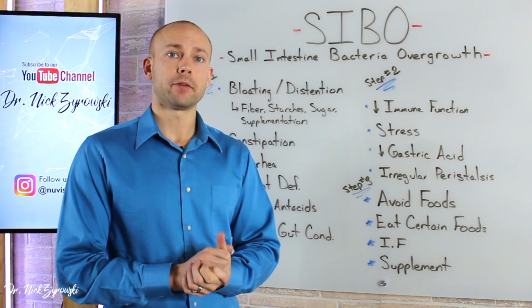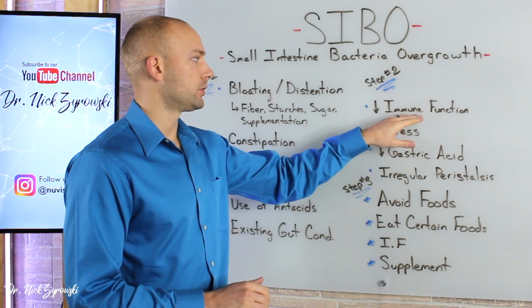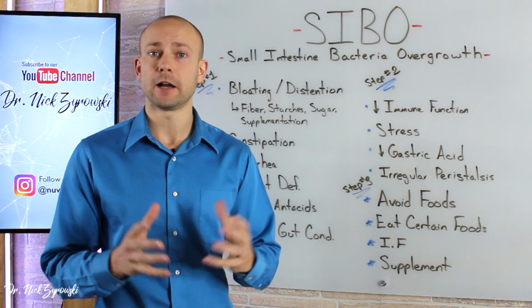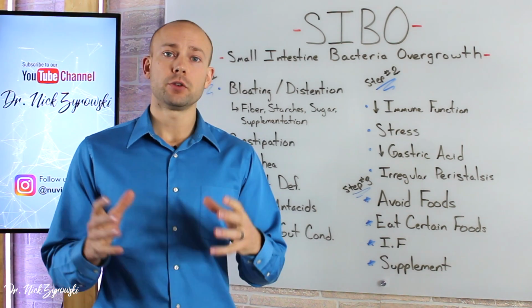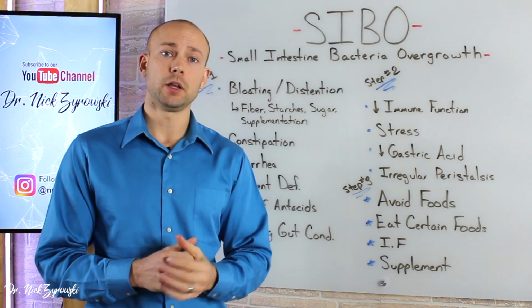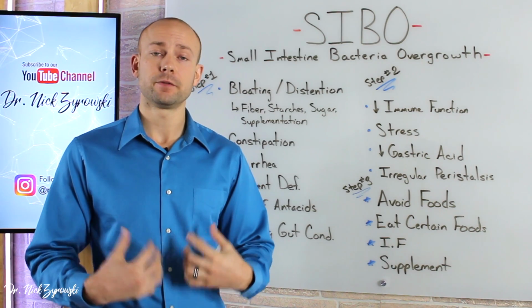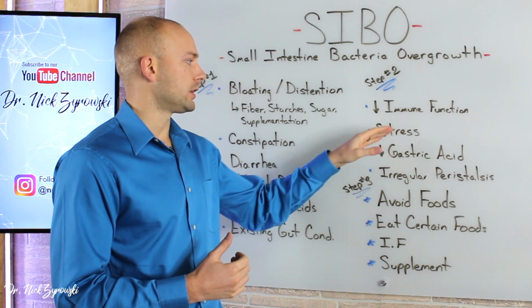Now, step 2 is looking at why it happens, okay? And so there's a couple things we have to consider. So first of all, a depressed immune system, so your immune system just is not functioning well. The next is chronic stress. And so essentially, if you have chronic stress, it's going to change and alter the way that your intestines are functioning. And so chronic stress is never a good thing.